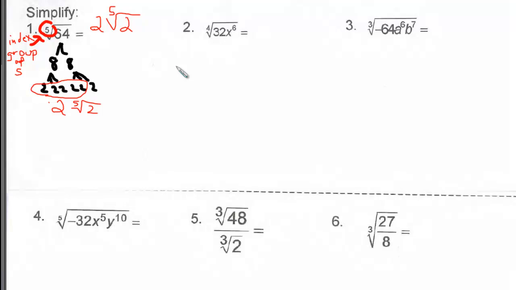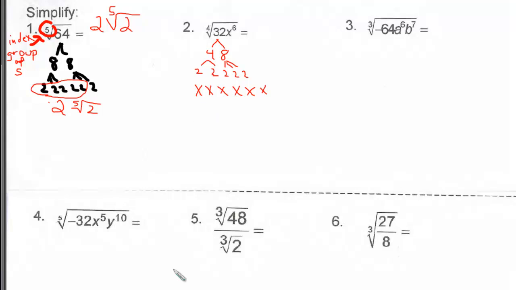Let's look at another example. Let's break down 32 in a prime factorization tree. 32 breaks down to be 4 times 8. 4 breaks down to be 2 times 2. And the 8 breaks down to be 2 times 2 times 2. Let's break down the x's. There are 6 x's in x to the 6th power.